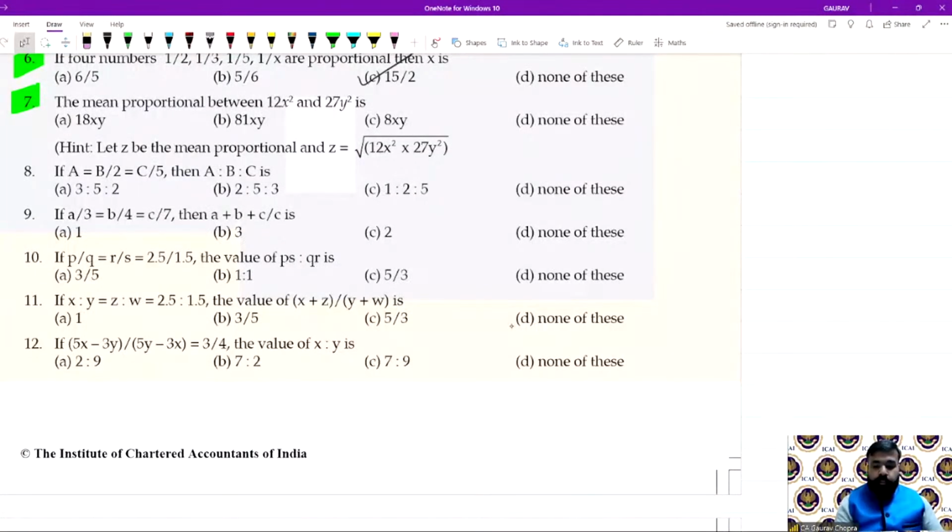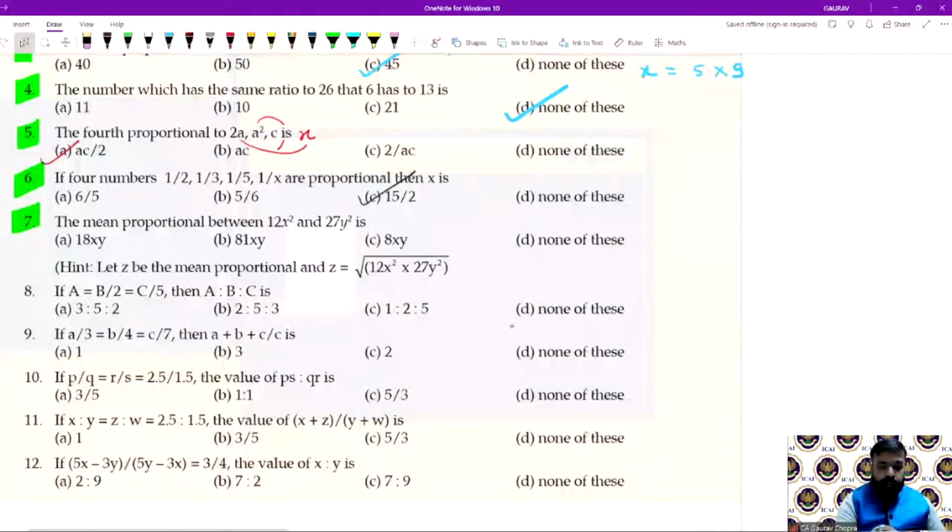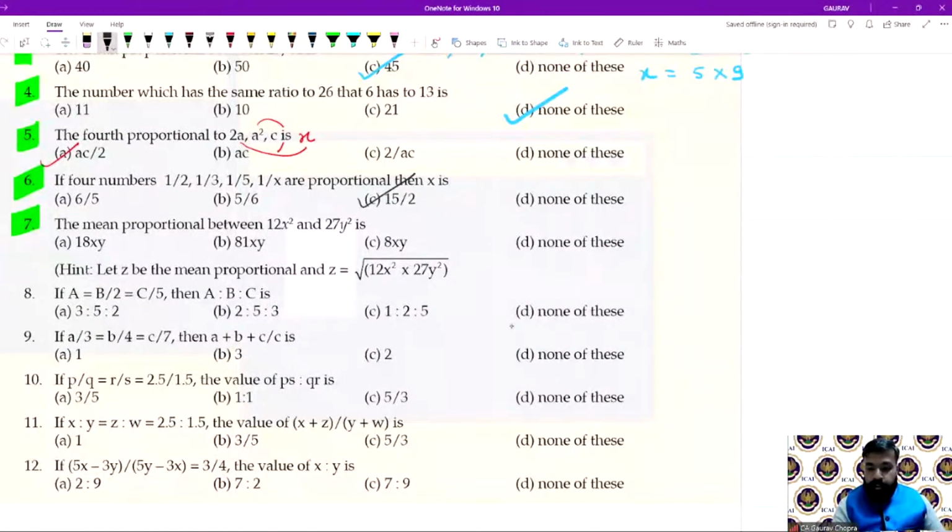So how can it be done? We can write here A is equal to B by 2 and is equal to C by 5. Then we can easily solve and get the ratio. Or even we can say directly, in the denominator, the value of A is nothing but 1. The denominator of B is 2, and for C it is 5.